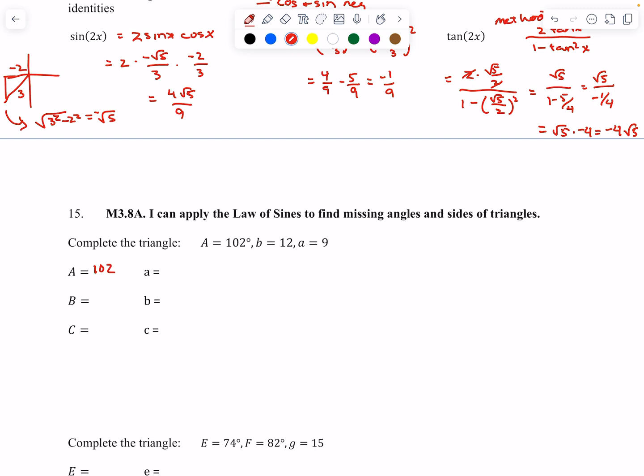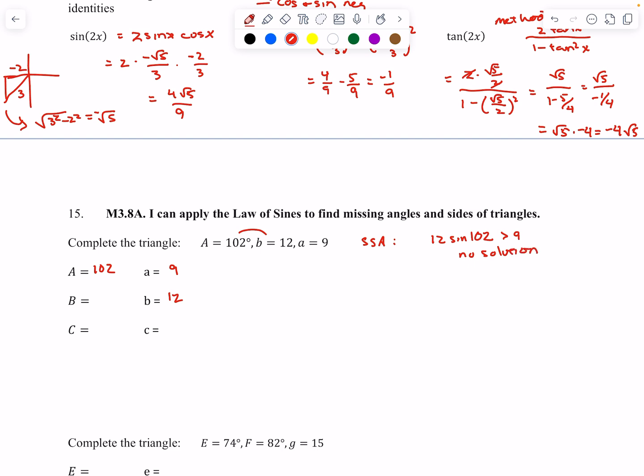102, 9, 12. This is the ambiguous case. One thing to note is that you do the angle with the side that doesn't have the same letter. Take that in your calculator, it's bigger than 9. So there's no solution.